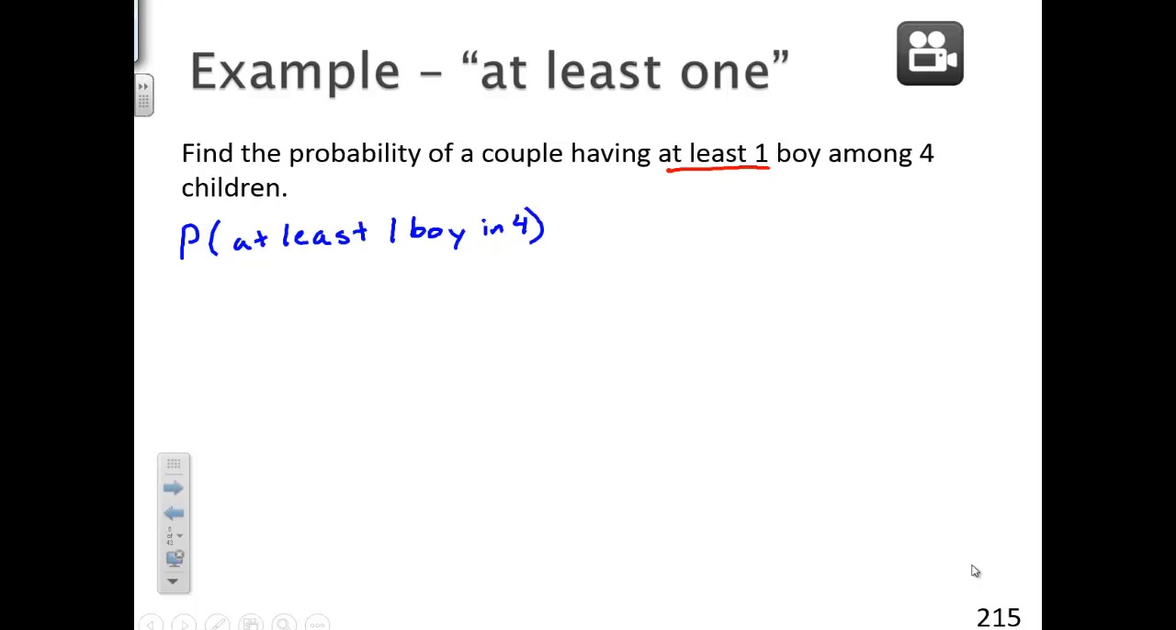That means we need 1 minus, and all of this is just notation, the probability of not one boy in one child raised to the number of children. So that would be 4 children. Okay, so what's the probability that a child is born and it's not a boy? Well, that would mean it's a girl. Boys and girls, we're assuming equally likely, so that would be 1/2.